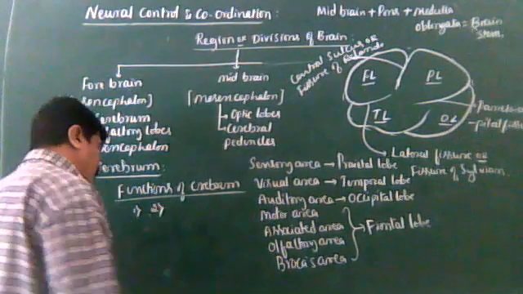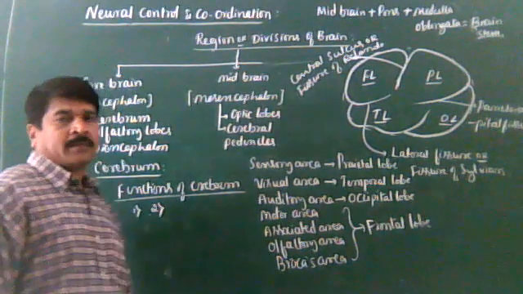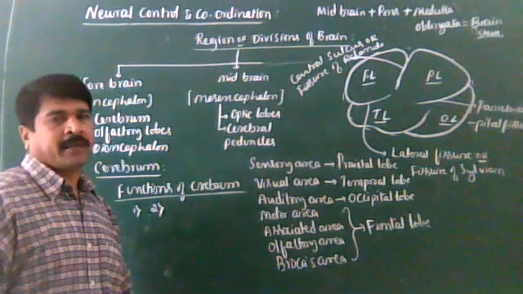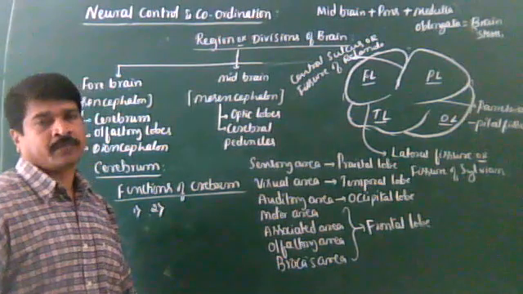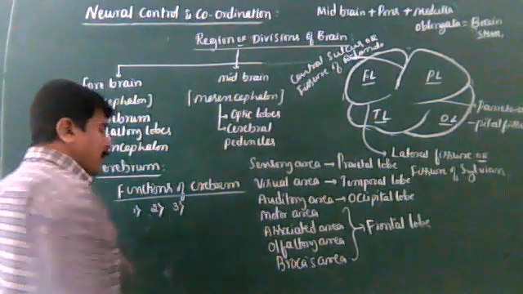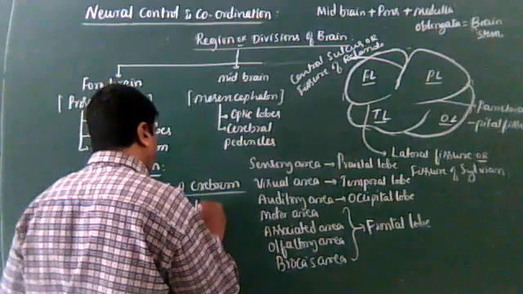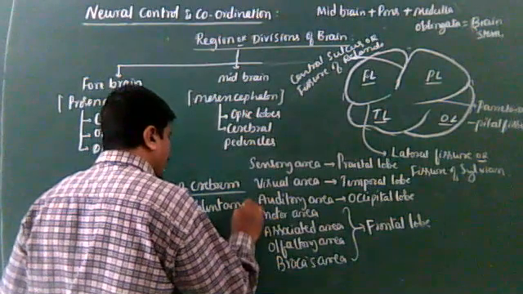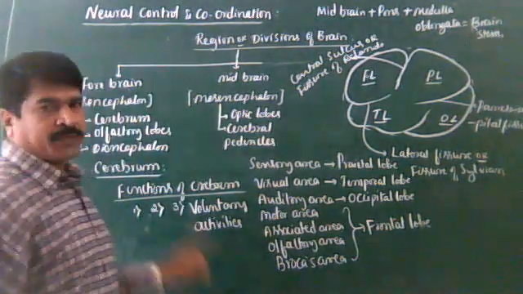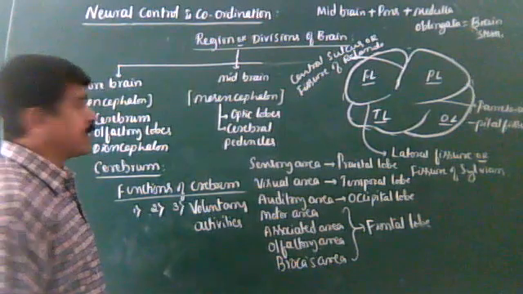Number two, it receives the sensory impulses like pain, touch, temperature, pressure, smell, hearing, etc. from different parts of the body. Number three, it sends motor impulses to the different parts of the body and thus controls voluntary activities. So these are the functions of the cerebrum. I'll repeat once again. Cerebrum is the largest part of the brain.